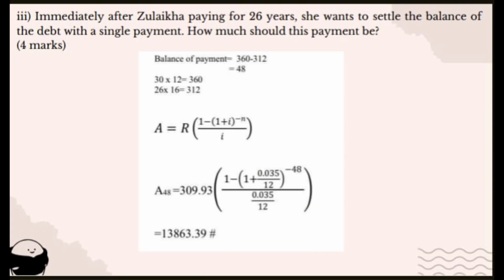Last question. Immediately after Zulaika paid for 26 years, she wants to settle the balance of the debt with a single payment. How much should this payment be? First, you have to find the balance of payment, which is 30 multiply 12 is 360. 26 multiply 12 is 312. And then you just use the formula given, put the number following the formula, and then you can get the answer.